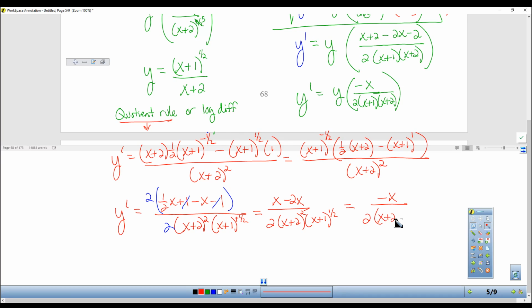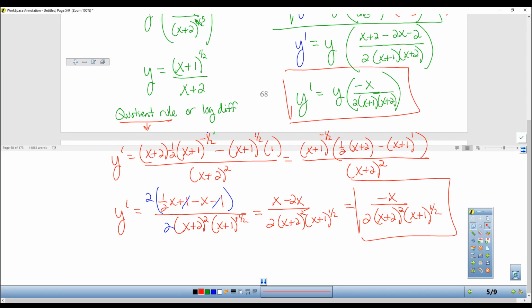Now, here's my big point, though. The reason I did this is because I wanted you to see that the two answers look like they don't match. Right? So if you look at this and say, oh no, it doesn't even give you the same answer. It does. Remember, this one has a y in it. So if you replace that y with x plus 1 to the 1/2 times negative x over x plus 2 times 2 times x plus 1 times x plus 2, it does work.